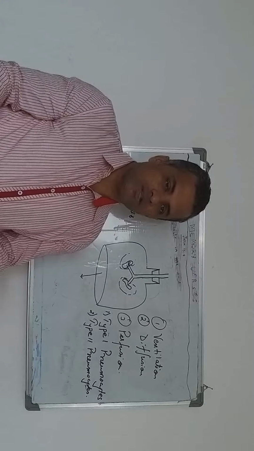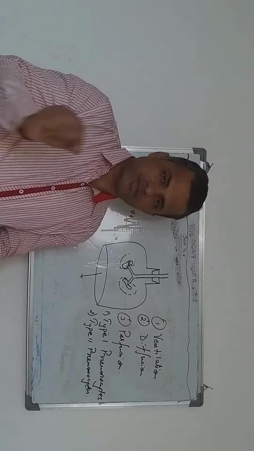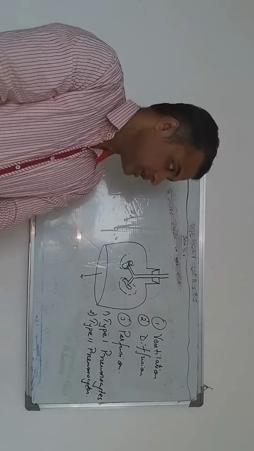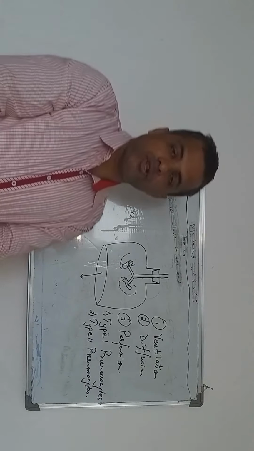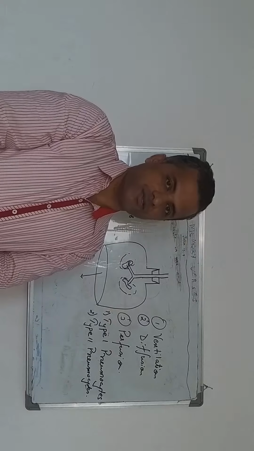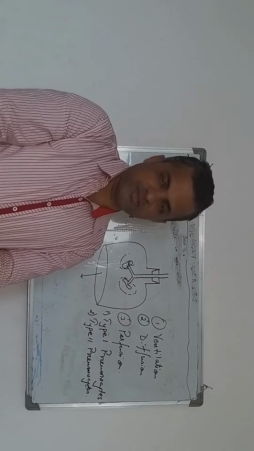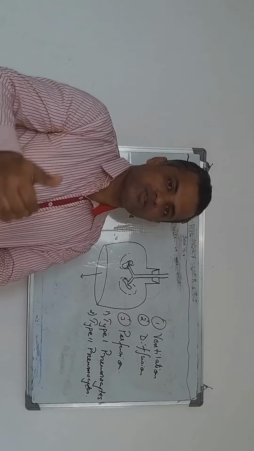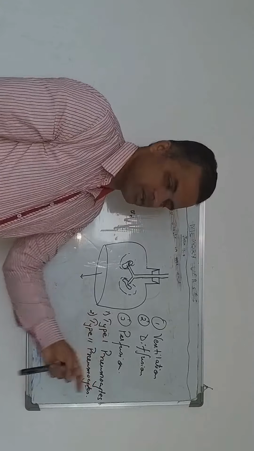Okay. Now, what are these types? You have to understand about this, just a brief idea. Type 1 pneumocytes are the alveolar bags which help in the exchange of gases. So, you have already studied about it, isn't it? Alveoli helps in the exchange of gases. That is this type 1 pneumocytes.